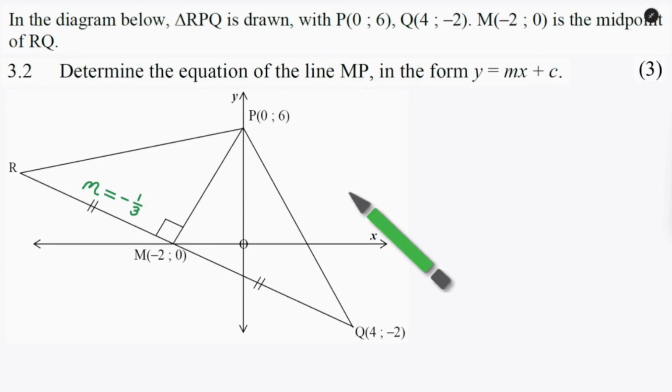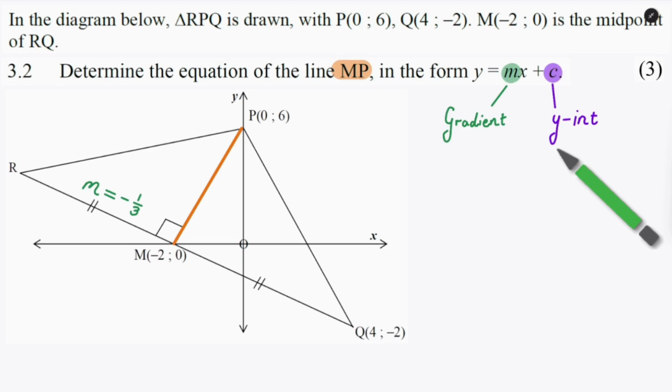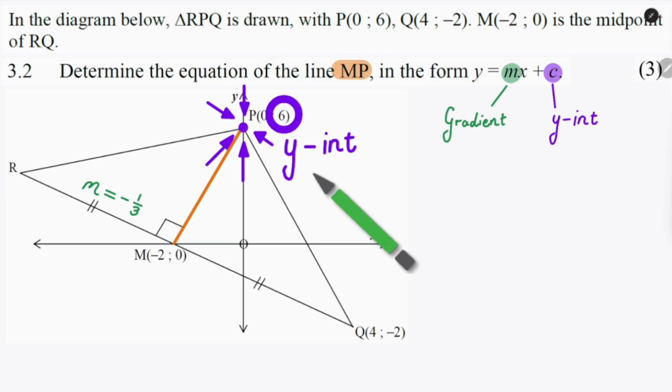In question 3.2, we need to find the equation of the line MP in the form y equals mx plus c. So I'm going to represent MP with this orange line over here. And let's analyze what y equals mx plus c is all about. So the letter m is representative of your gradient, and the letter c is representative of your y-intercept. And if we go to that orange line, look at that. There's the y-intercept. So let's pop it in, simply by changing this c to a 6, like this.